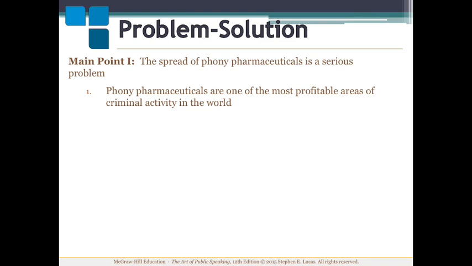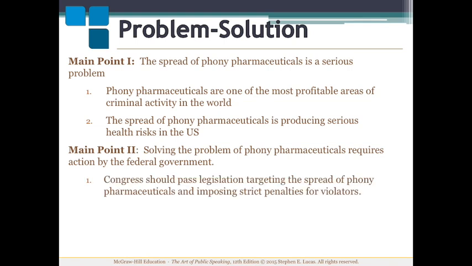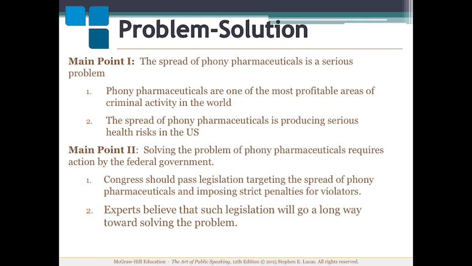So here's main point 1, and then of course all the facts. Phony pharmaceuticals are one of the most profitable areas of criminal activity in the world. So showing facts and figures that suggest that a lot of criminal activity happens around phony pharmaceuticals. In other words, fake pharma. The spread of phony pharmaceuticals is producing serious health risks in the U.S. is a second point there. And then, of course, the main point: solving the problem of phony pharmaceuticals requires action by the federal government. So Congress should pass legislation, and experts believe that such legislation will go a long way towards solving the problem. Again, throughout, you're looking for ways to support this with facts and figures.